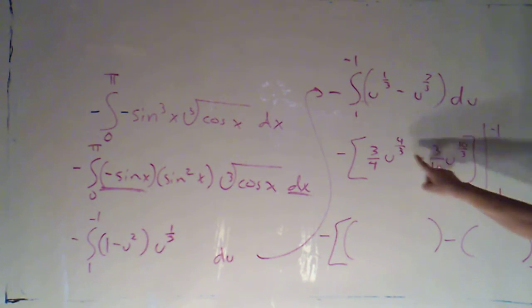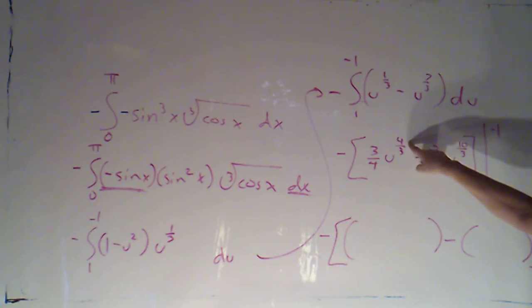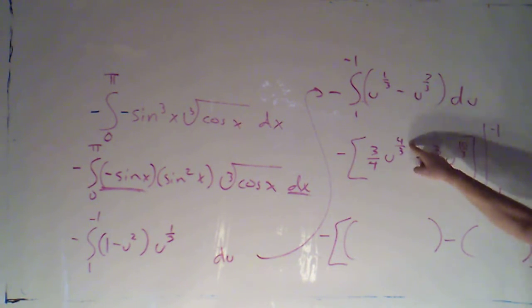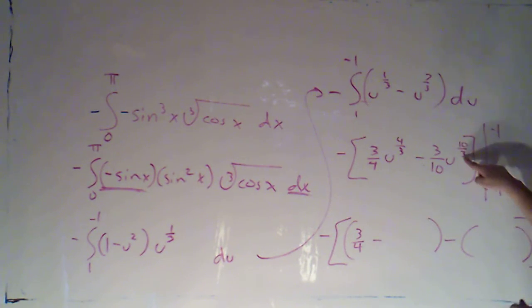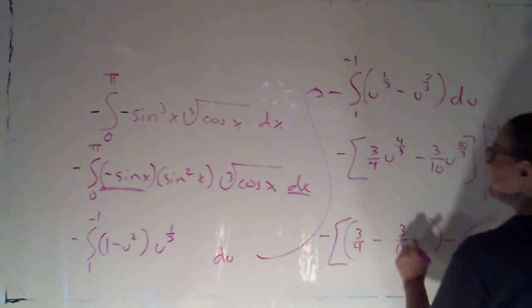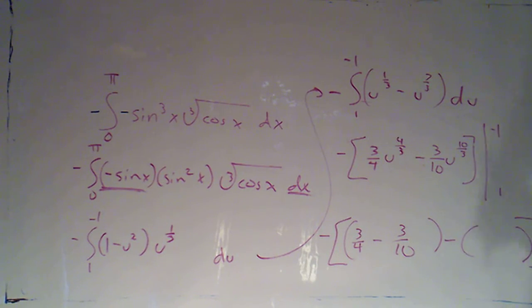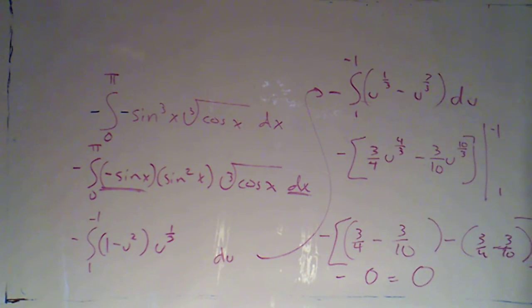All right, when I plug in -1, cube root of -1 is just -1. To the 4th power, that's just going to be 1. So I'm going to get 3/4. Minus cube root of -1 is -1. But to the 10th power, that's going to be 1. So this is minus 3/10. When I plug in 1, I'm going to get 3/4 minus 3/10. Oh my goodness, I'm going to get negative 0, which is, of course, just 0.